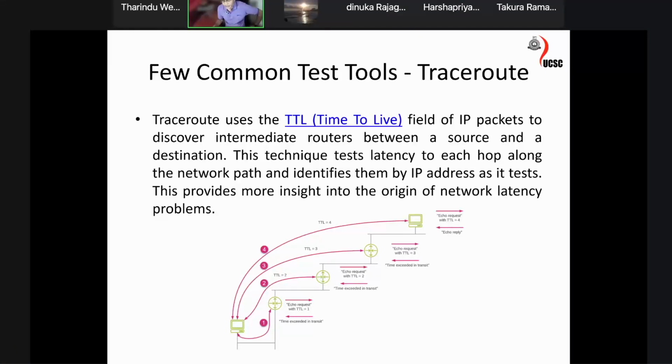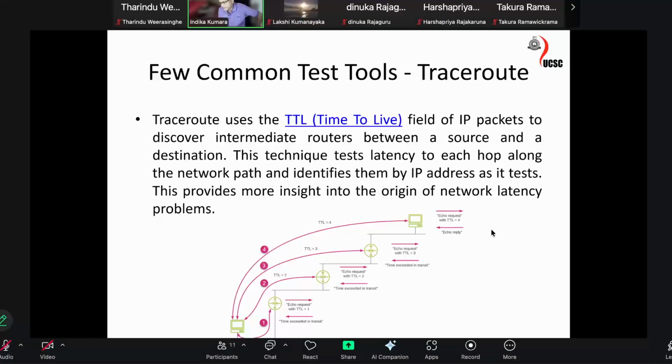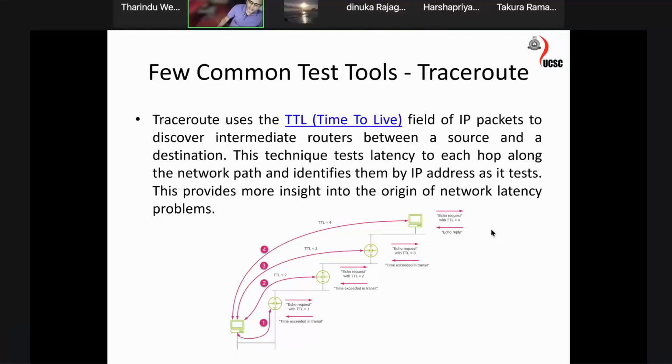So incrementally adding 1 to the TTL field each time, you get up to the last destination, and you can get the number of hosts by running this application. In this case, you need to send 4 times to understand what is between the sender and the receiver. So you know that these are the devices that responded, which are in between source and destination.